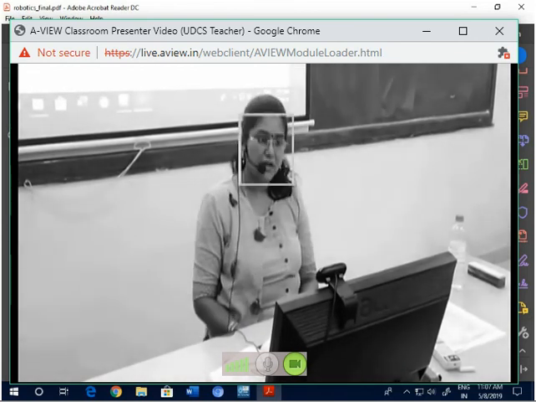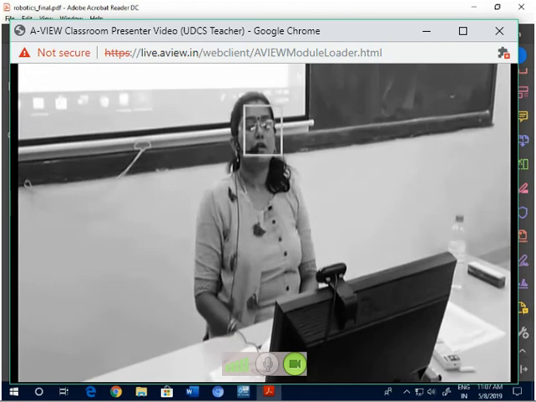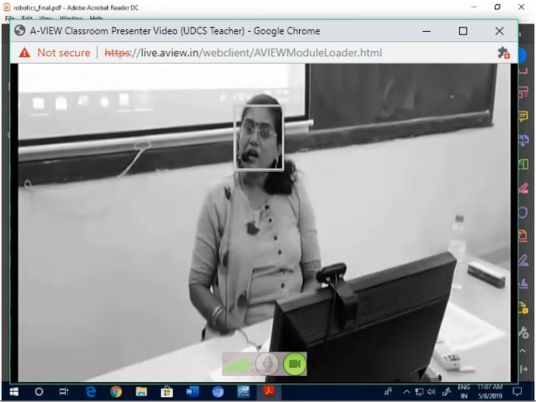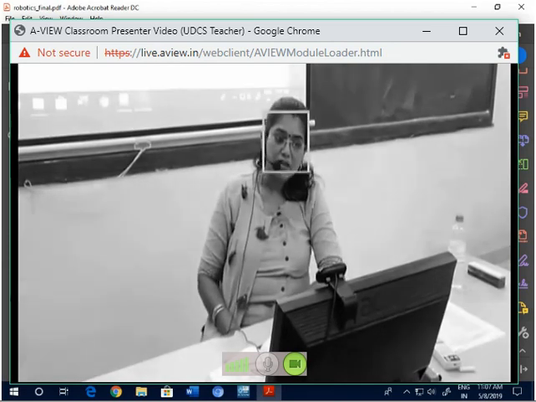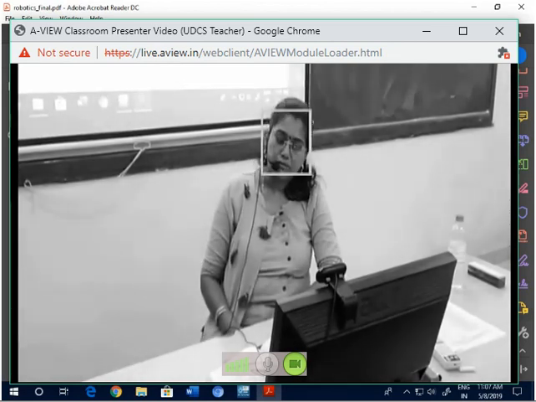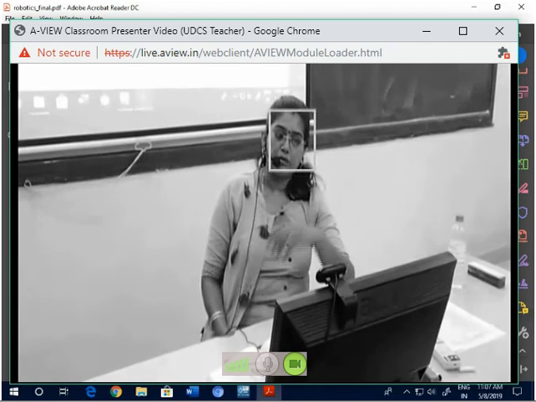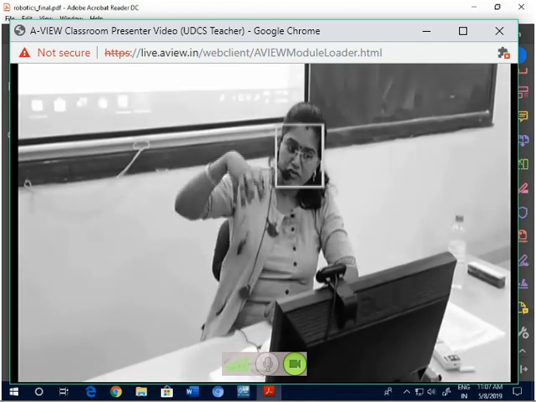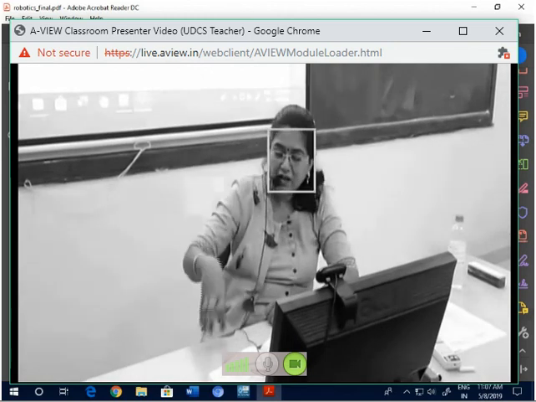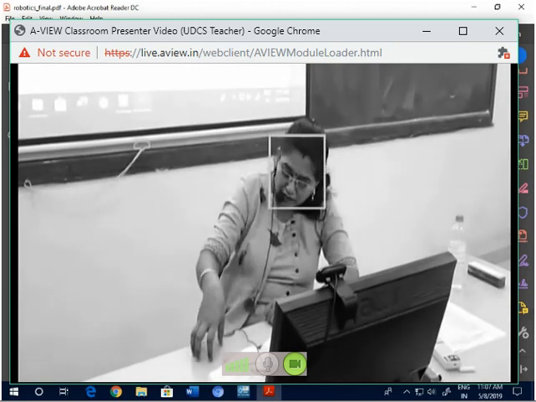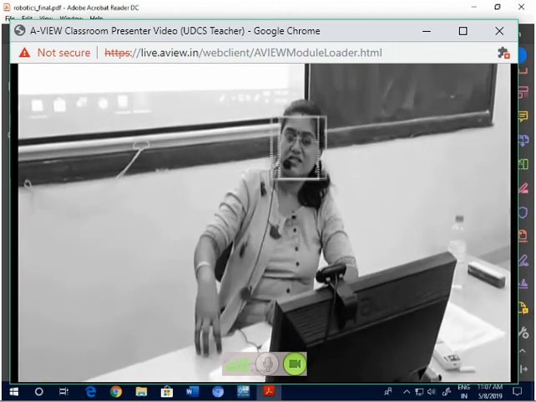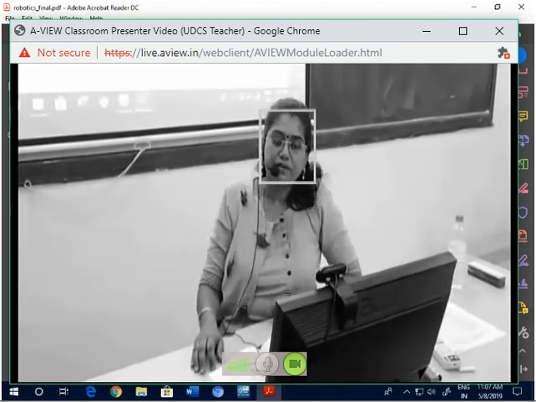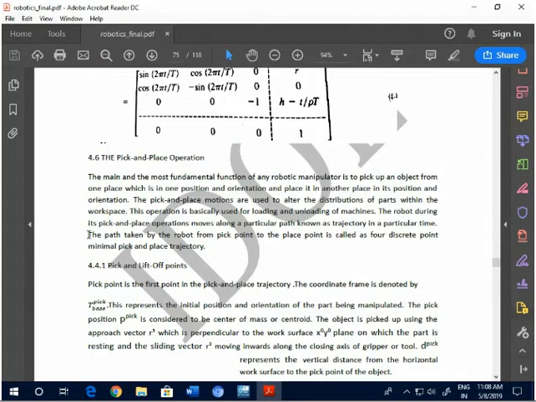The path taken by the robot from the pick point to the place point is called the pick and place trajectory. It is made of 4 discrete points, minimal. So pick will happen first, then the lift-off point. At the pick position, you will have something called lift-off points. Pick point is the first point in the pick and place trajectory.